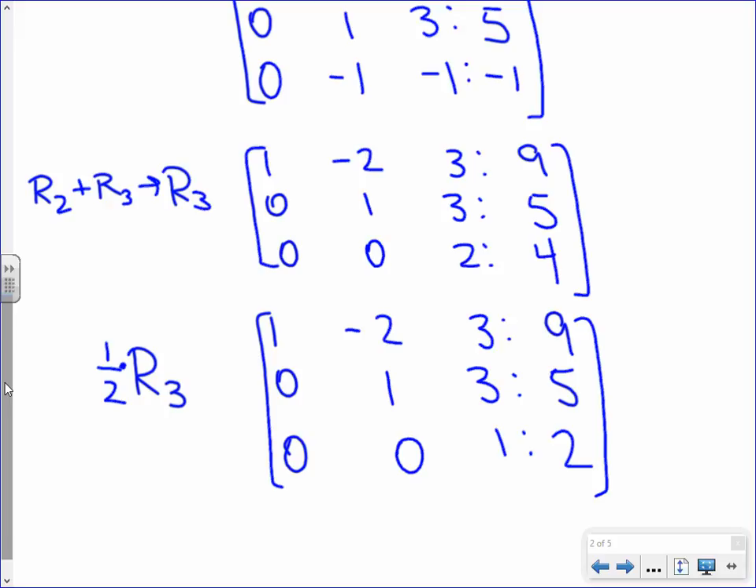Okay, so let me say that again. It is my expectation that if I ask you to solve a 3-variable system with a matrix, you get it all the way to row echelon form before you figure out what x, y, and z are. Okay?